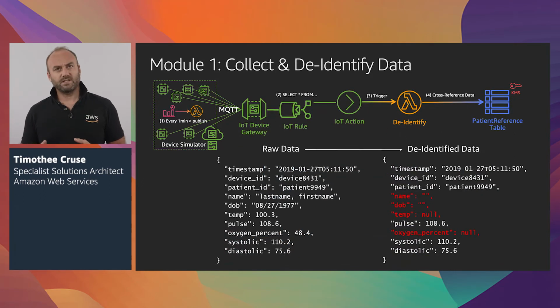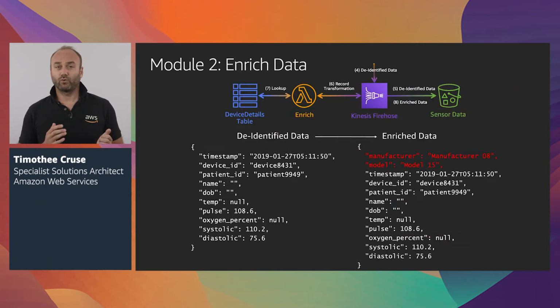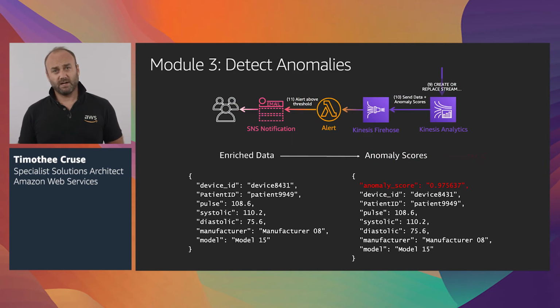So for Module 1, this is what our raw ingested sensor data will look like. It will contain the patient's PII data. Our de-identification microservice running within Lambda will remove the PII data and ensure HIPAA compliance of our application. In Module 2, we enrich the data by looking up device model and manufacturer data based off of the device ID. Finally, in Module 3, by using Kinesis data analytics and an AI/ML random cut forest function for anomaly detection, we produce an anomaly score based on the patient's vital sign dataset.